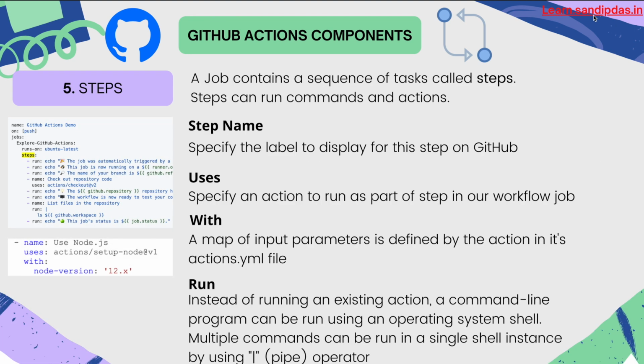So the fifth component is the steps. A job contains a sequence of tasks that is called steps. A step can run commands and actions. The very first thing is the step name. Specify the label to display for the step on GitHub.